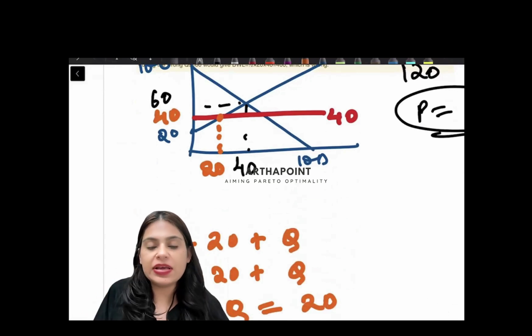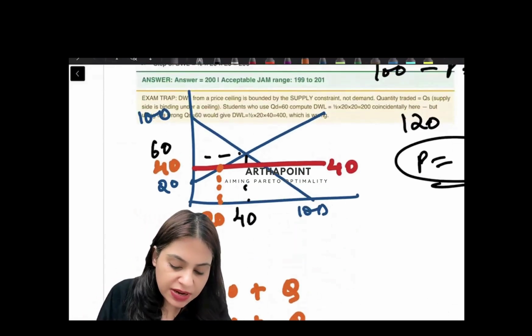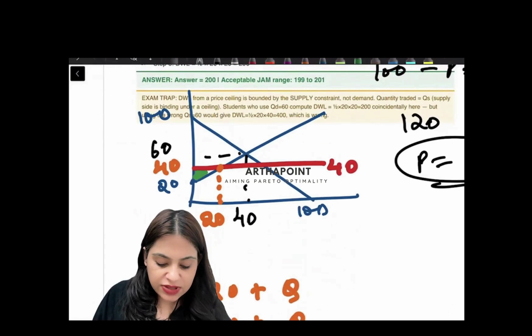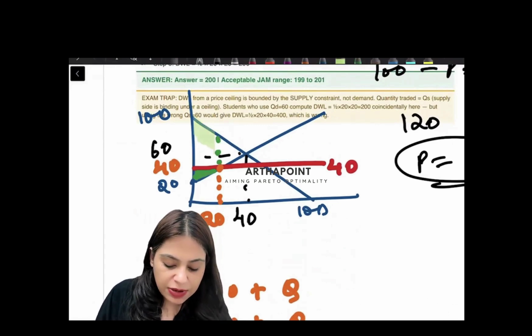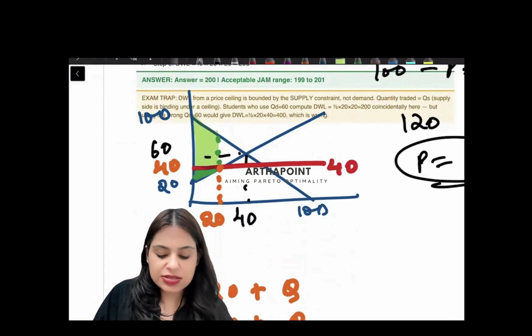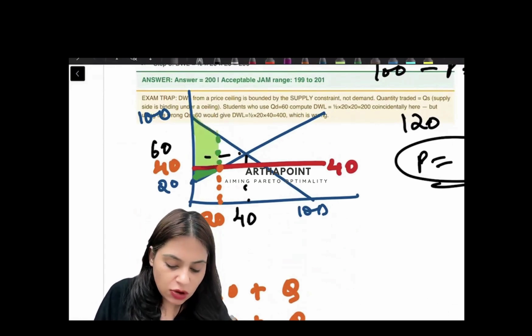So what will be the producer surplus? Area below price above the supply curve. What will be consumer surplus? Area below demand above the price. What will be the deadweight loss? This will be the deadweight loss.